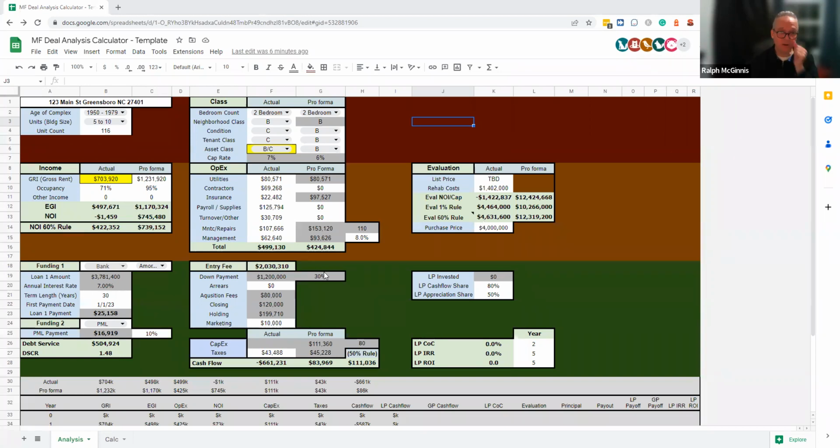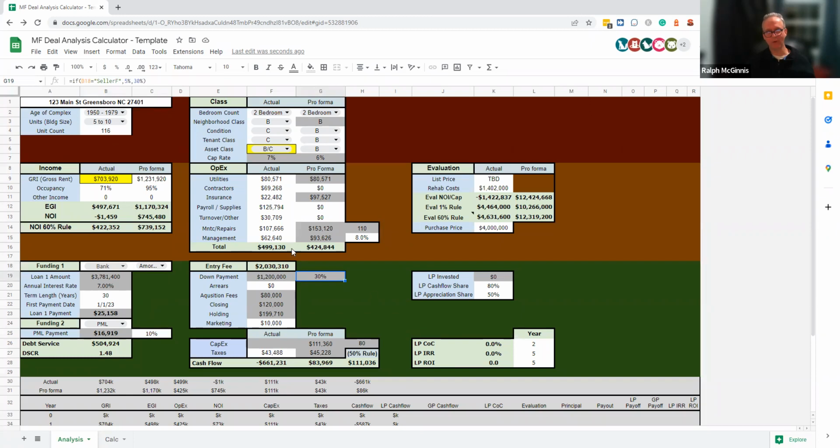Okay, so I'm going to go on to the next section, the entry fee section. The entry fee is a sum of all of the different elements that go into this property. What is the down payment? This is the down payment percent over here, and that's based off of whether you choose bank or seller finance. If you switch to seller finance, it switches to 5%, versus if you did bank finance, it's showing 30%. You can overwrite this formula if you want to.